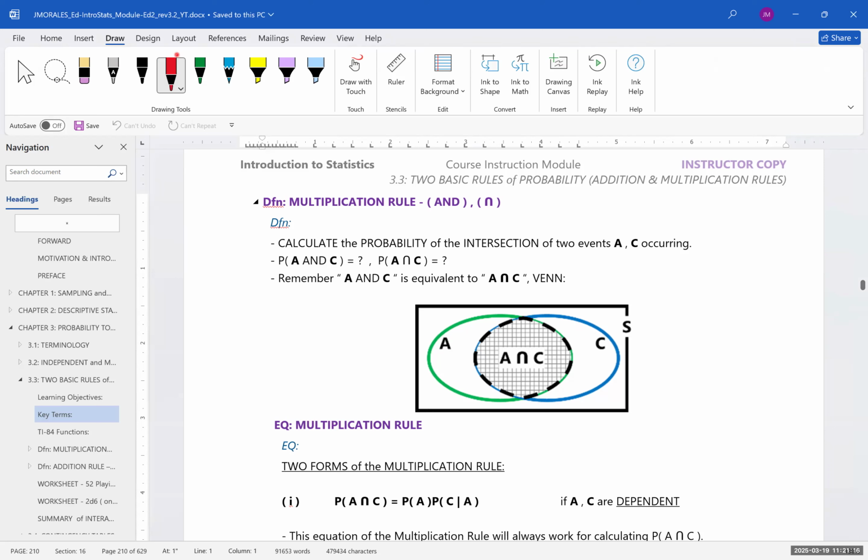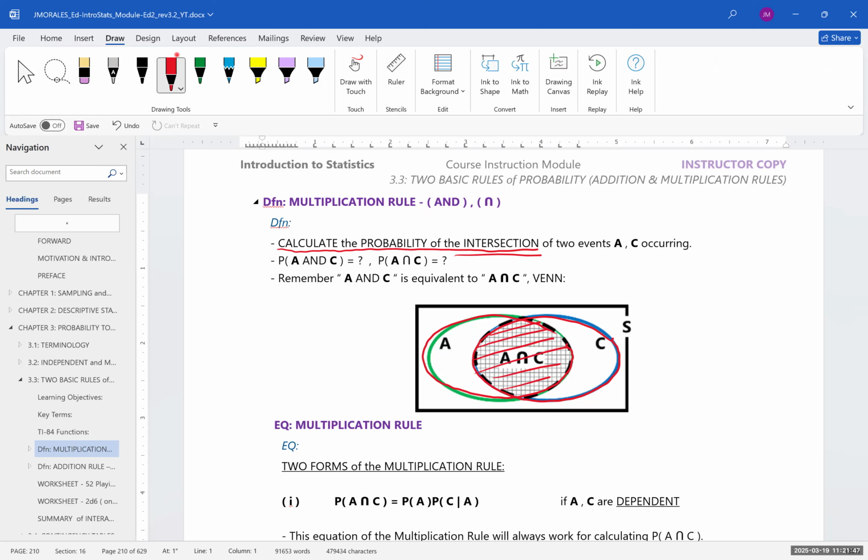So the multiplication rule applies when you want to calculate the probability of the intersection of two events. And so the way that we can talk about the intersection of two events, here I've got a Venn diagram down below. So you can see here, this is event A, here is event C, and the intersection is where those two events intersect, where they overlap.